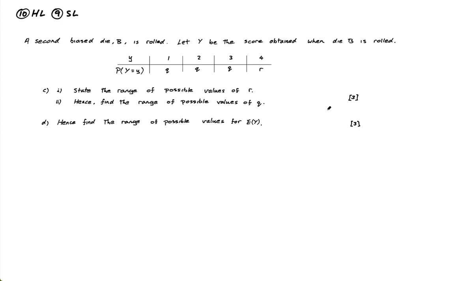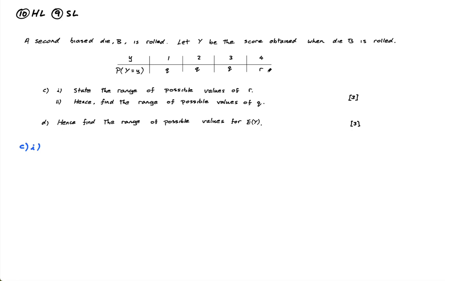Okay, so part C. It says a second biased die B is rolled, and Y is the score obtained when the die B is rolled. C part I. State the range of possible values of R. Okay, so let's firstly understand that R is a probability. So what can probabilities range from? Well, they can range from 0 to 1.